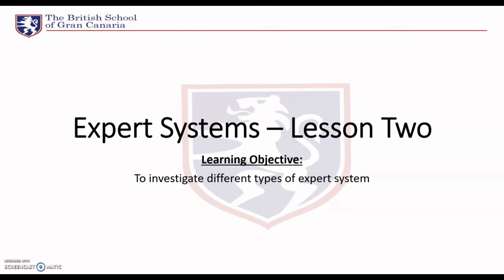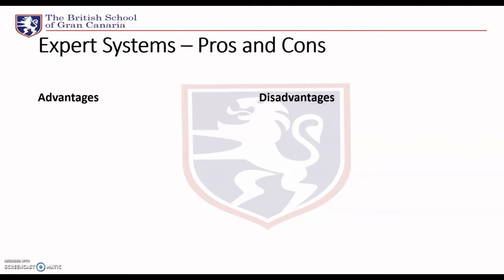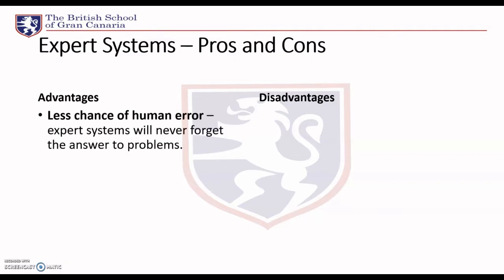Welcome back. So today we're going to look at expert systems. This is lesson 2 and you're going to investigate different types of expert systems. So let's look at the pros and the cons, or the advantages and disadvantages, of expert systems. Advantages: there's less chance of human error. We are only human. We do make errors, we do misunderstand things, and we do make bad judgment calls.